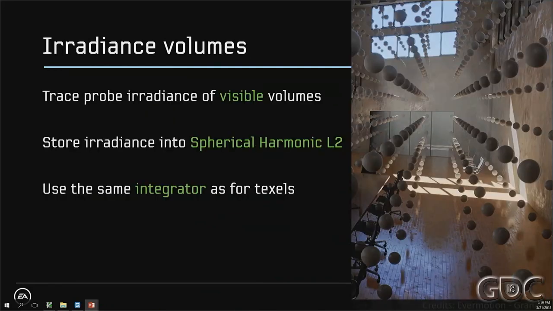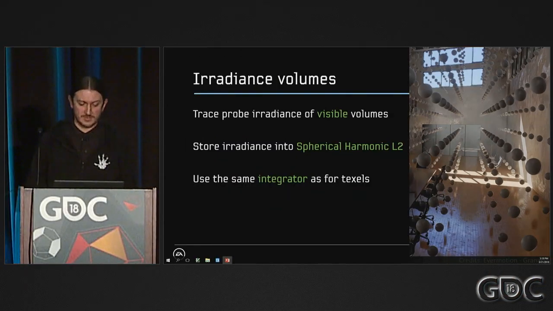So as I said, we output light maps. I just described how we evaluate it. And now we also output irradiance volumes. All the code is the same. It's just the way we launch rays. Instead of launching rays over a hemisphere, we launch the rays over a sphere, starting from each probe position. And we store that as spherical harmonic L2.